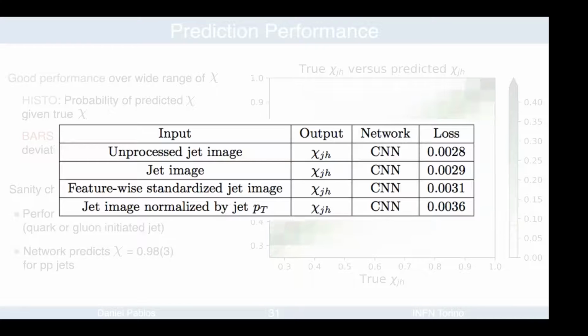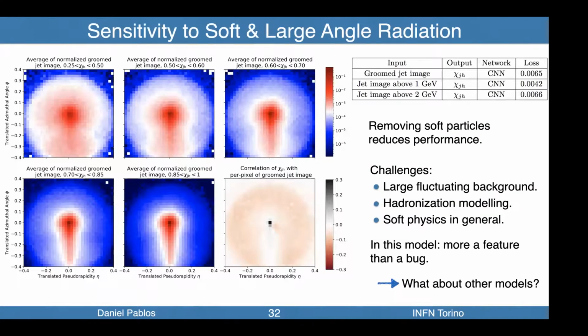There are other setups that are not necessarily relevant right now. What is more relevant is the fact that the performance has a lot of sensitivity on the soft and large angle radiation. So if you remove the soft particles, you will reduce performance a lot. For instance, you can look at the groomed jet image, or you can look at the jet image with particles above 1 GeV or 2 GeV, and the loss increases considerably. So, of course, this has the challenge that there's a large fluctuating background, and that it can be sensitive to hadronization modeling or soft physics in general.